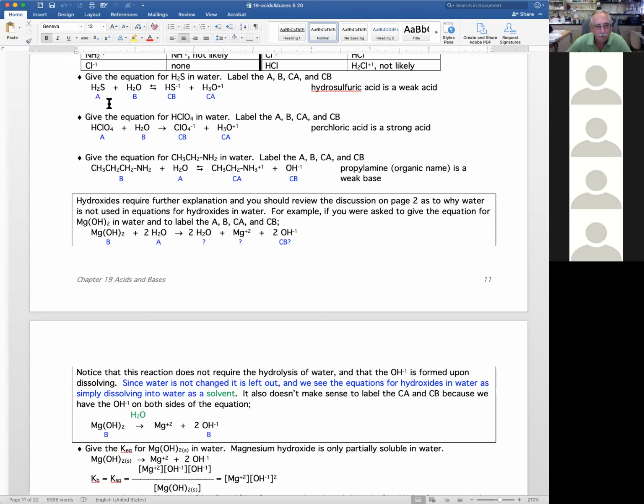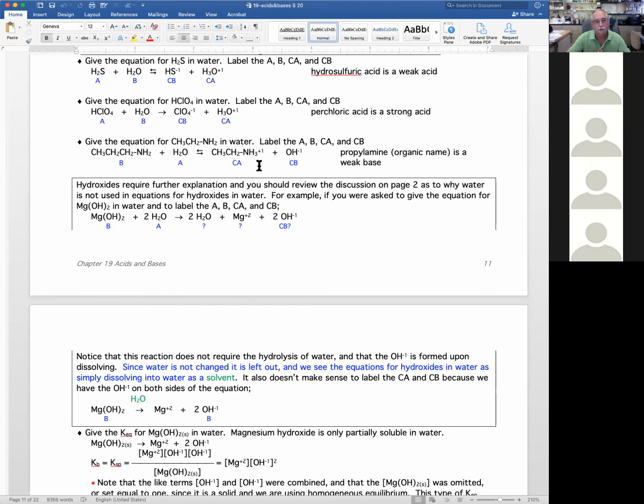In the next example, I use perchloric acid. This is on your list of strong acids, so that's why there's a one-directional arrow there. So as soon as perchloric acid touches water, it's gone. It's 100% in this form now.